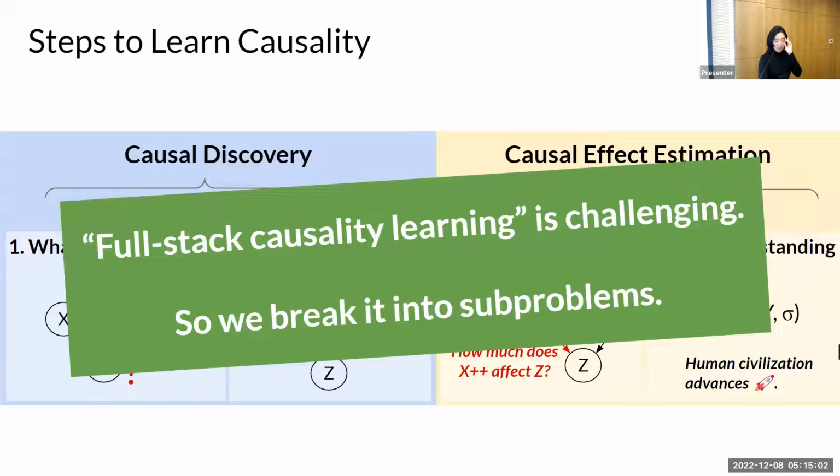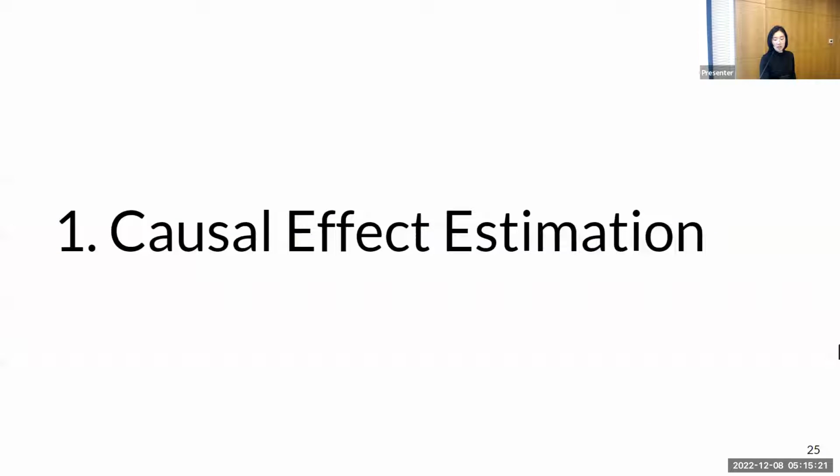So given the 4 steps we have mentioned, I also want to mention that the full stack causal learning, the whole process, is very challenging. It takes generations of scientists. So usually the practice is to break it into sub-problems, which will also be the structure of this tutorial. So in this statistical introduction of causality part, we will break it into causal effect estimation and causal discovery.